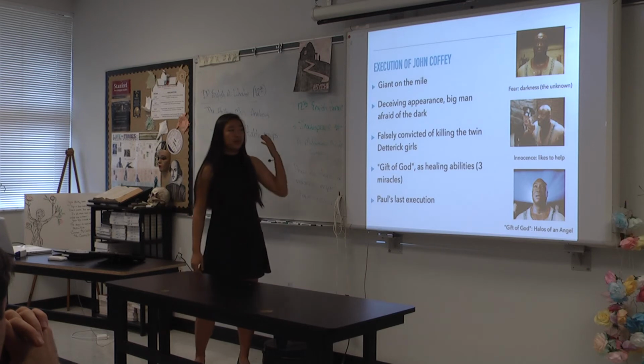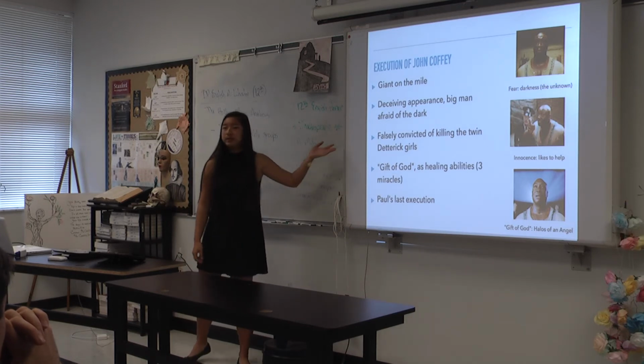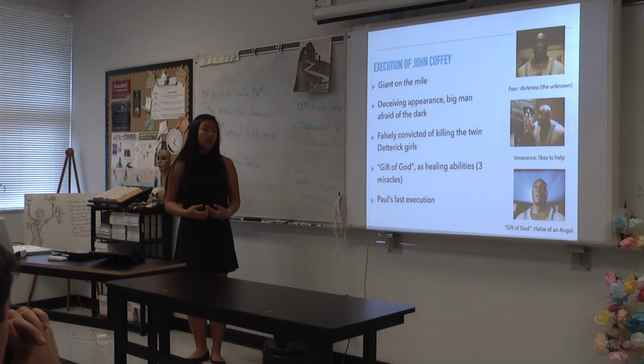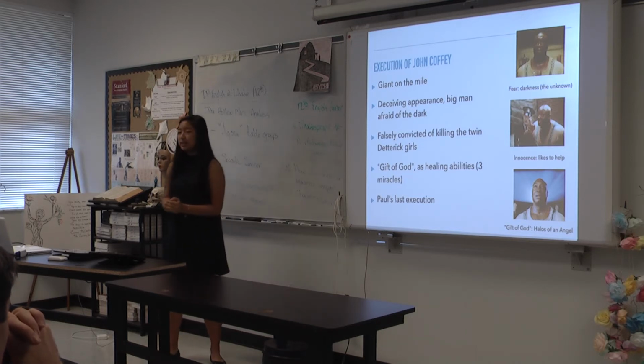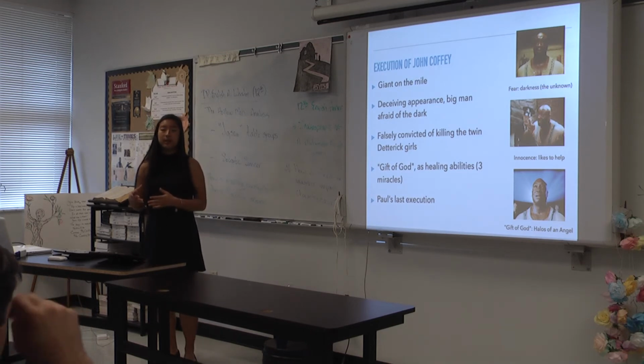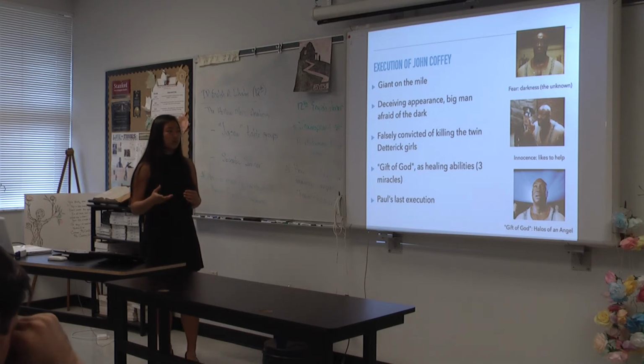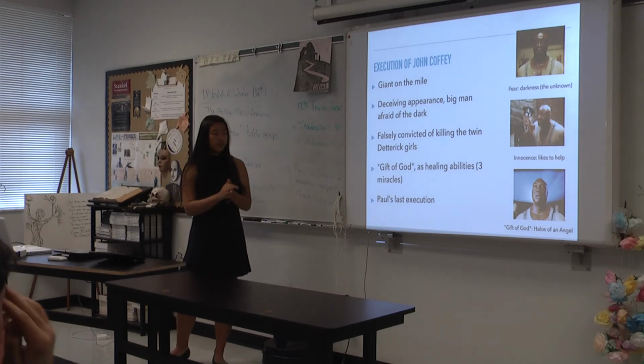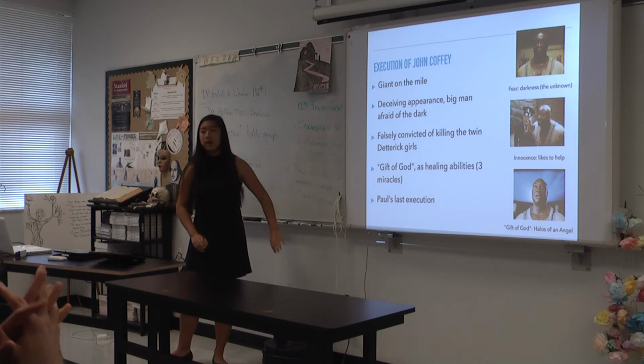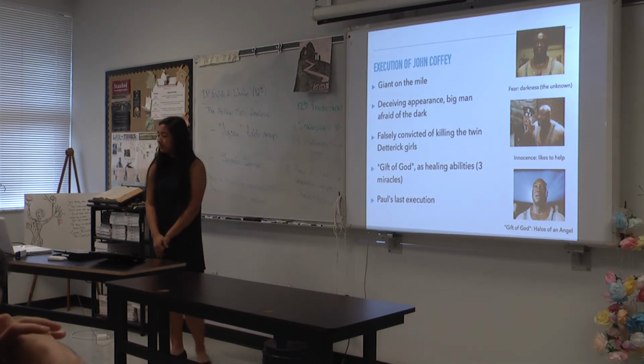And then later we find out that he was falsely convicted of killing the twin Detroit girls. And then we often hear that he's a gift of God because of his ability to heal, and we see this through the 3 miracles that he performs throughout the novel. And finally, John Coffey was Paul's last execution.